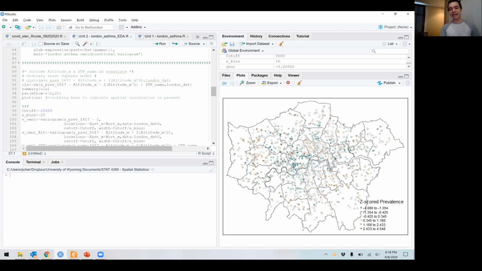So this nicely, I think, points out there's this cluster of green values where the prevalence of asthma is quite low. This is the darkest green color. So there is very little, comparatively, asthma in this area than the rest of London. Now, maybe a little bit more here than the rest of London.